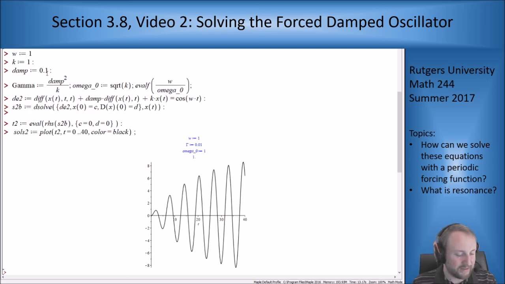So that's it for this video. In the next one we'll talk about the undamped oscillator that's forced and see what happens there and how resonance shows itself in that case as well.